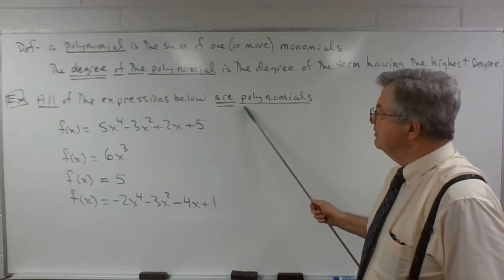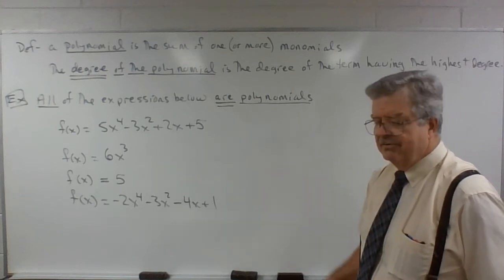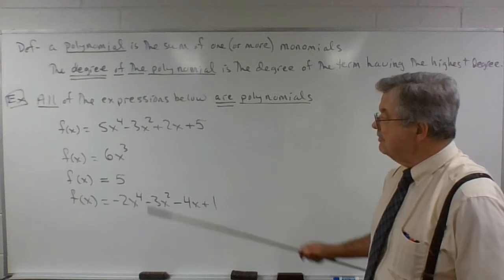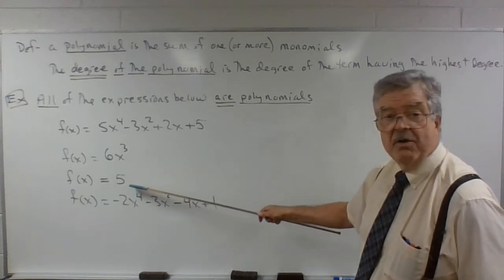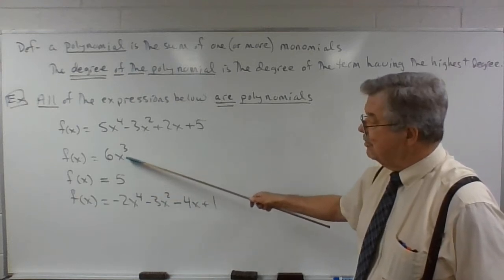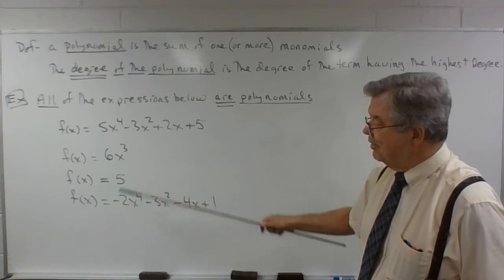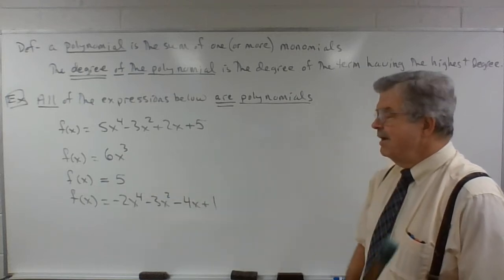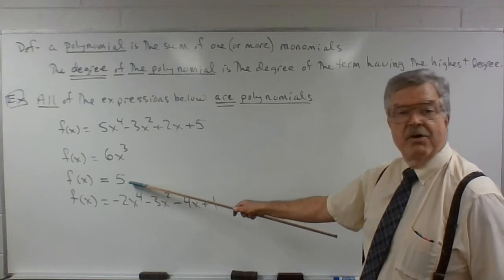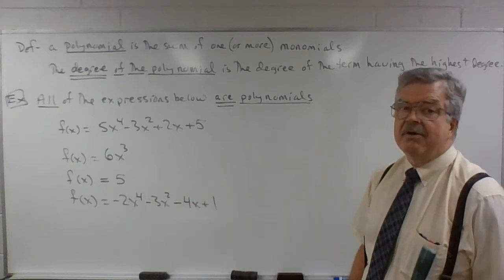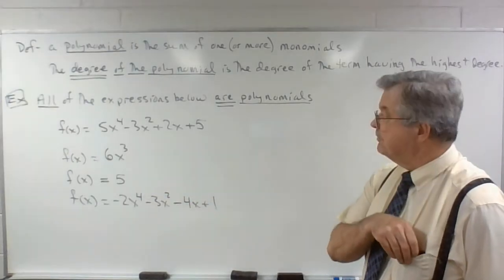All of the expressions below are polynomials, and two of them are actually monomials. This is a monomial, that's a monomial. So not only is every constant a monomial, every constant is also a polynomial as well.